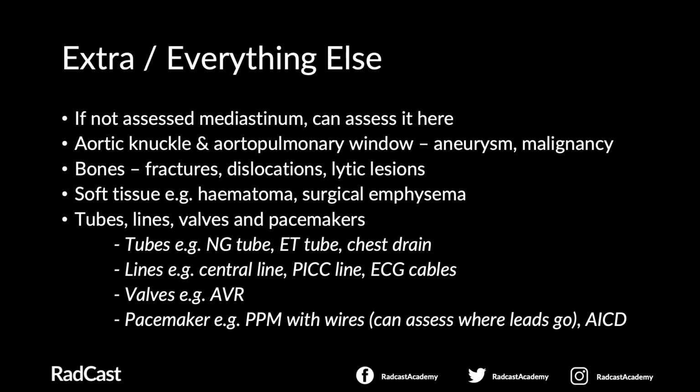Tubes that are commonly come across in hospital are things such as NG tubes, or an ET tube, an endotracheal tube. Chest drains, for example, that we have seen before, can also be commonly come across. Lines could be things such as a central line, a PICC line, or ECG cables if the chest X-ray is taken in A&E, for example. Certain valves, as we have seen, can also be seen, for example, an aortic valve replacement. And finally, look for signs of a pacemaker, PPM standing for permanent pacemaker with wires. You can also look to see where the leads go, or an implantable cardio defibrillator.